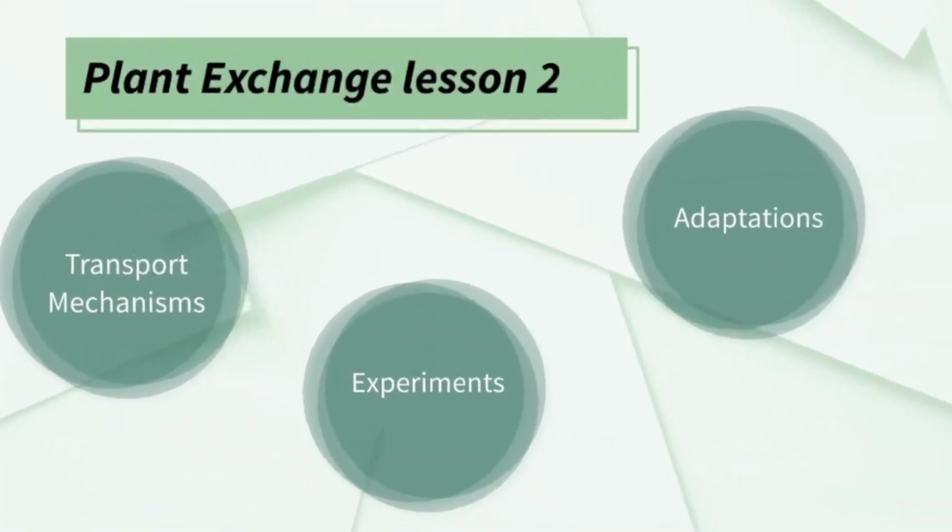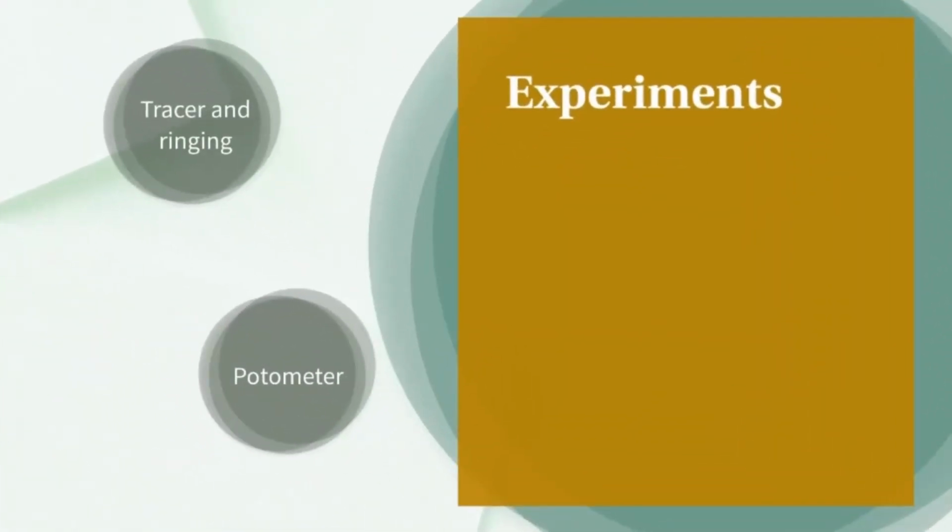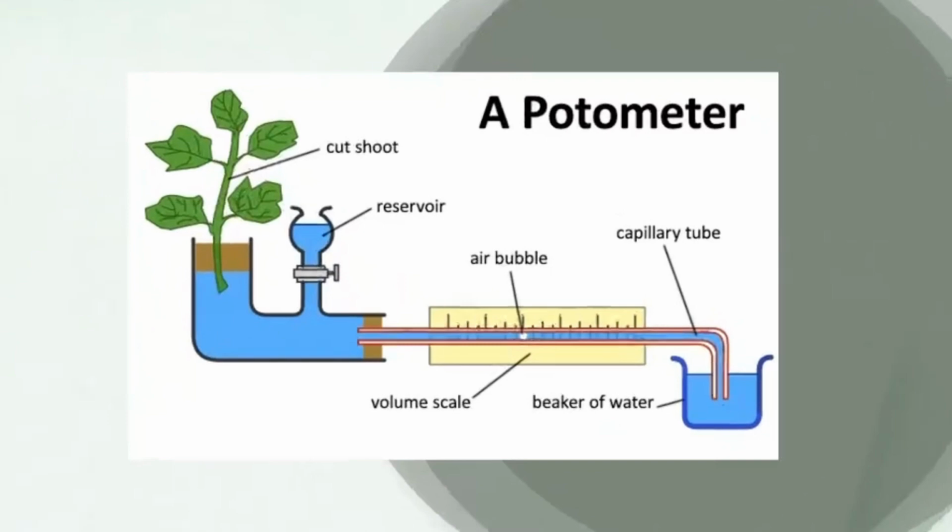Okay, great. So now let's have a look at some experiments that you need to know about for your exams. So one thing that you need to know about is the potometer. So a potometer is a sealed environment which allows you to measure the rate of water uptake based on how far an air bubble moves over time.